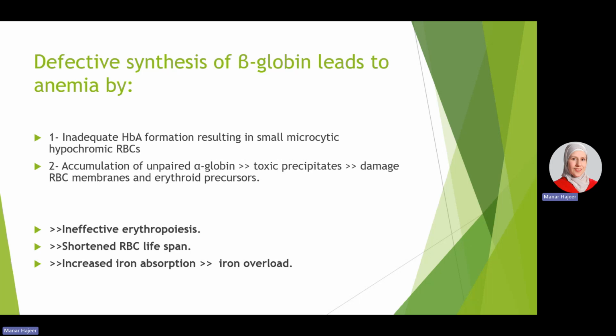The red blood cells which are produced have a shortened lifespan because of the deposition of the unpaired alpha globin chains, which will lead to toxic damage. And those patients will have increased iron absorption because of the increased erythropoiesis, which is ineffective. As I said, the anemia will lead to increased iron absorption from the gut, and the iron will build up in the body, leading to secondary hemochromatosis.